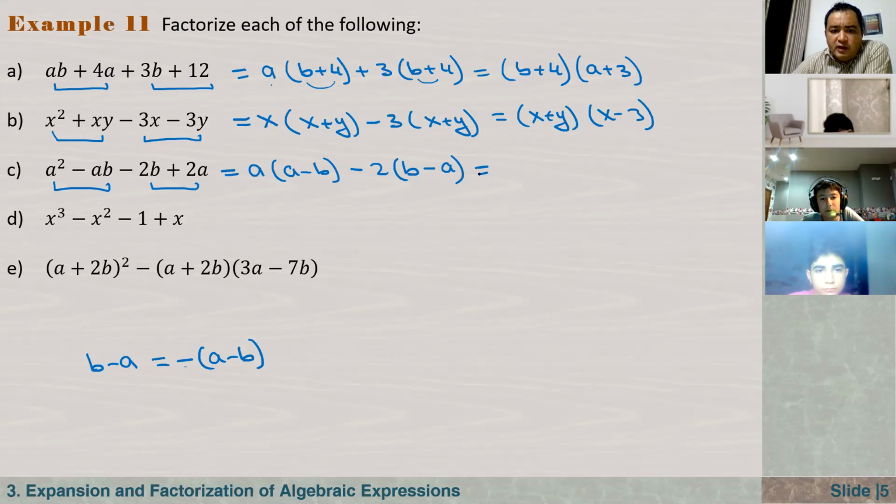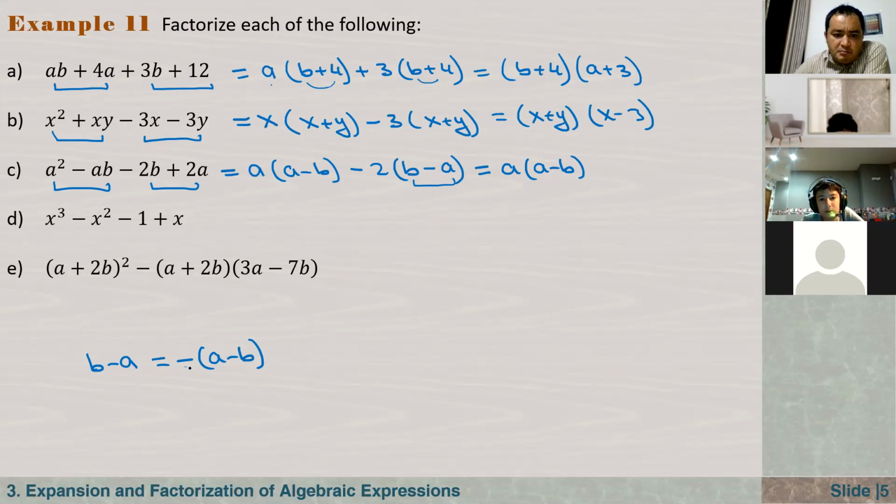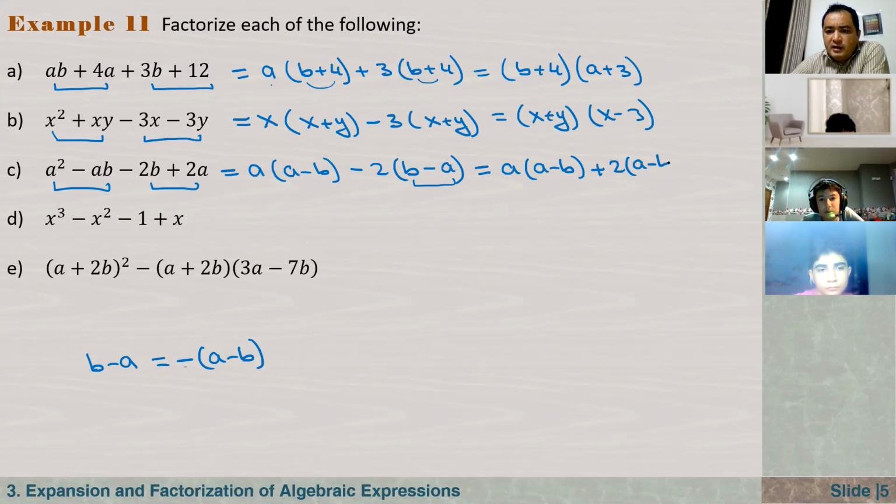So let me rewrite this. Here we have a minus b, and instead of this b minus a, I can write minus (a minus b). Because of this minus, it will be plus 2(a minus b), which is equal to, a minus b is a common factor. Take this out. What we have here? a plus 2. Also, we have factorized c.